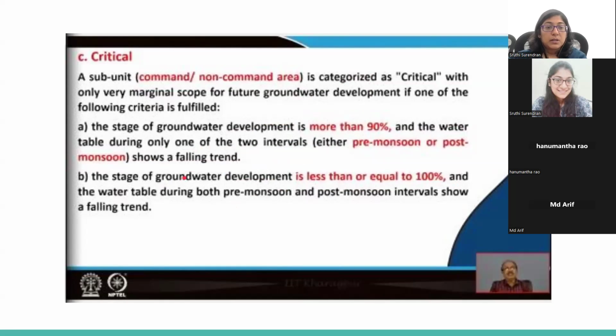So when we are talking about the groundwater development, it is that formula that we had discussed earlier, net draft by average total annual replenishable recharge. So if that value is more than 90 percent, but there is a decline during one of the seasons, or if that value is equal to or less than 100, but in both periods there is a decline, then these all come under the critical category.